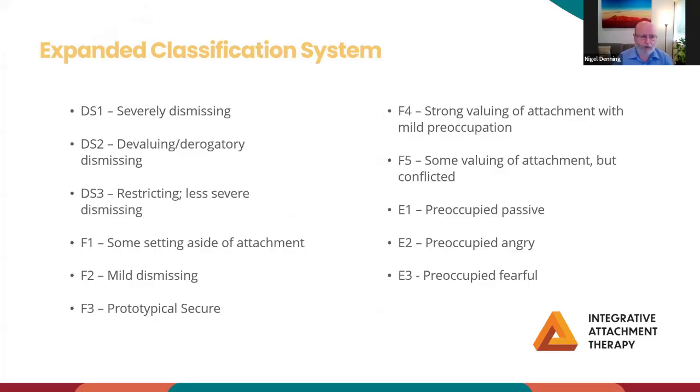So one of the really interesting features of the AAI is the way that it expands out into a greater level of detail. Now, this is linking more to the scoring system, but it's interesting to keep some of these features in mind anyway. There are three features of dismissing: DS1, 2, and 3. Five, interestingly, features of security, and three features of preoccupation.